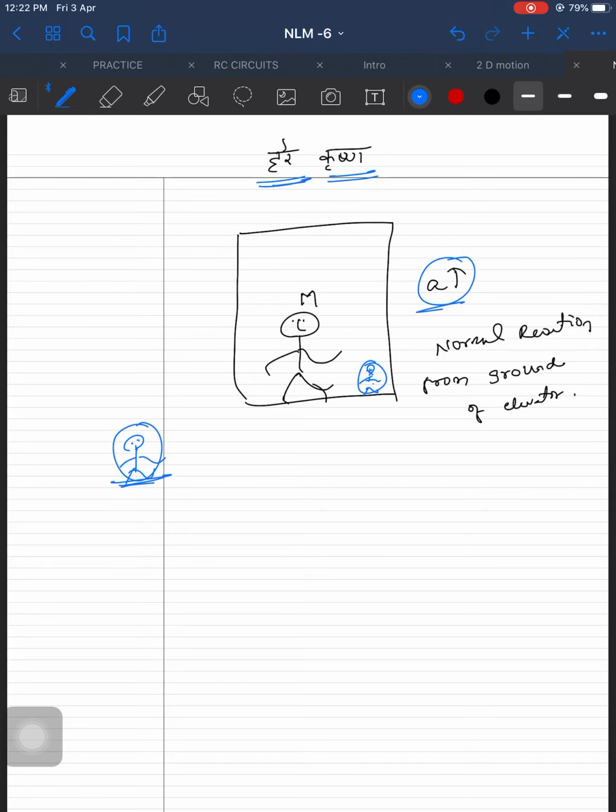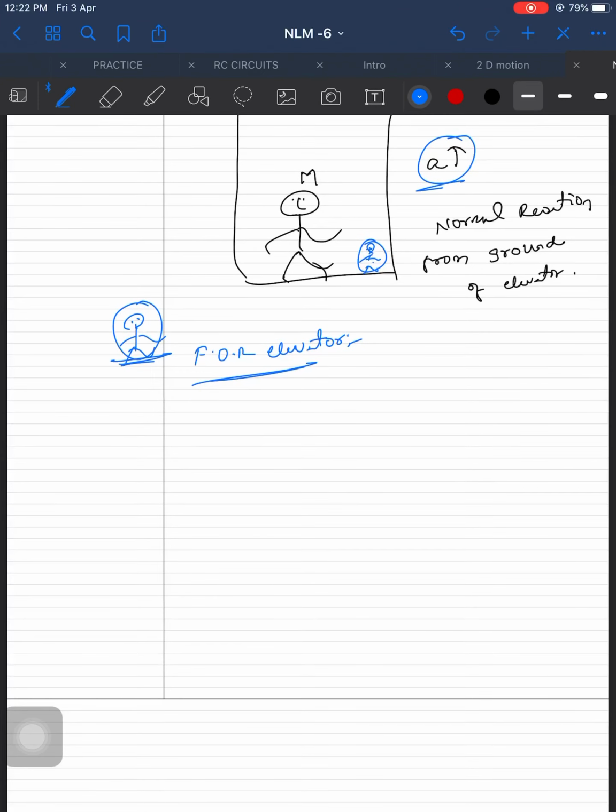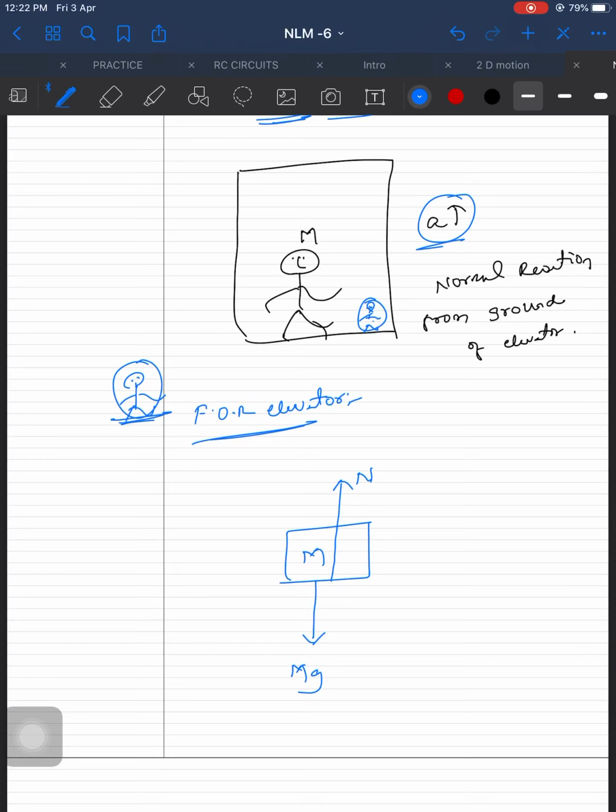Let's calculate from the elevator point of view. Frame of reference is the elevator. Remember, the pseudo force acts based on the frame of reference only. Now the mass of the man is m. What are the forces? The contact force is the normal, and the non-contact force is mg.